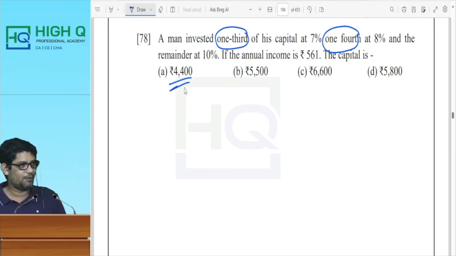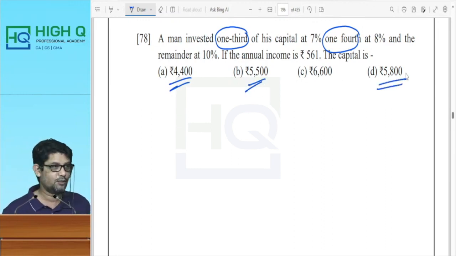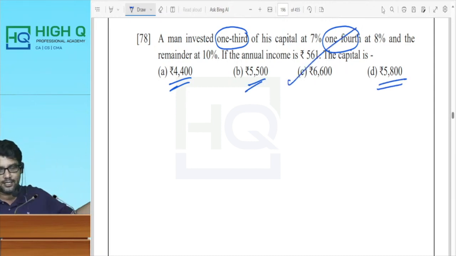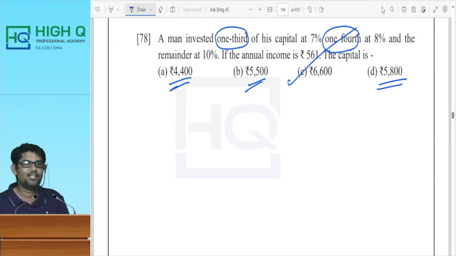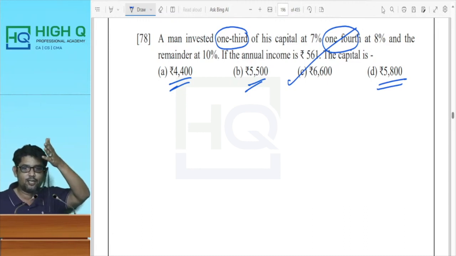4,400 is not divisible by 12. 5,500 not divisible by 12. Even 5,800 also not divisible by 12. Without trying anything, I can go for answer 6,600. But this way also we can proceed. You understood this method or not, my dear? Even the same logic you can apply for the 43rd sum. Even the trial and error method is not needed.